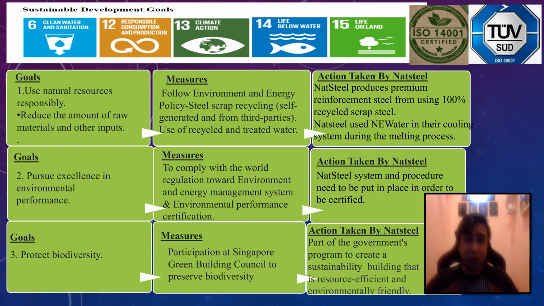Number two goal, pursue excellence in environmental performance. Measures are taken to comply with world regulations toward environment and energy management systems and environment performance certification. Therefore, they have to take action to put their system in place with stringent procedures in order to be ISO 14001 and 50001 certified. Number three goal is to protect biodiversity. In order to do so, they participate in the government program to create sustainable buildings that are resource efficient and environmentally friendly.